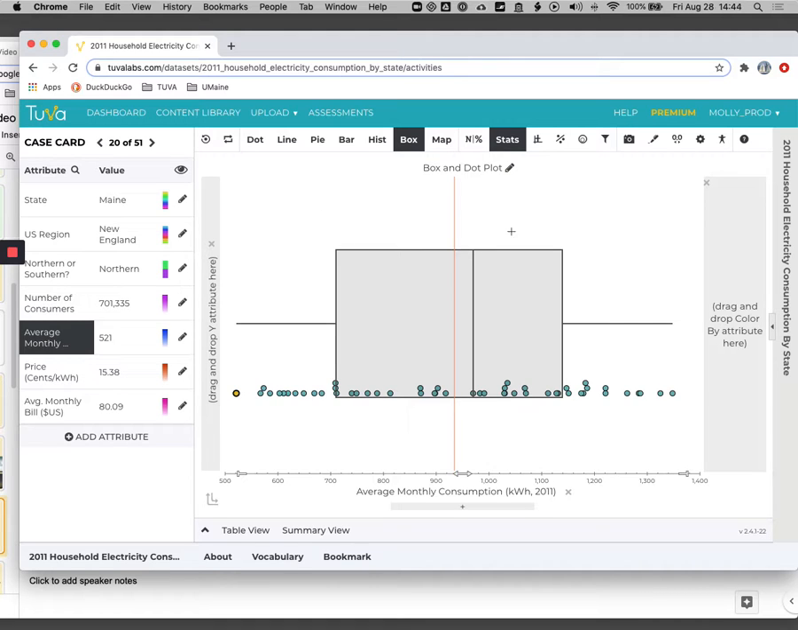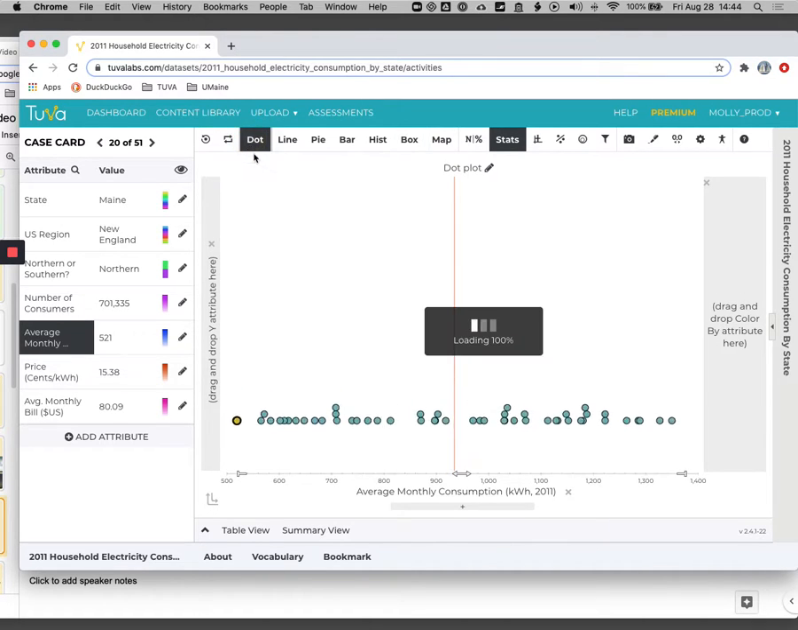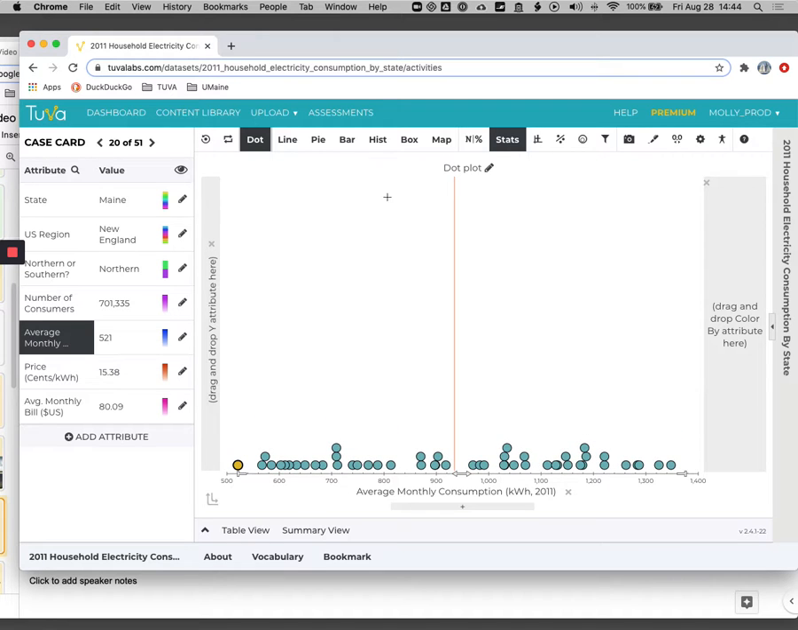So the wider the box, the more spread out the points are. If the points were clumped right around the median, this box would be very narrow. So far, I don't yet have a sense of why electricity use is so variable among the states. I'm going to go back to the dot plot for a minute. And I don't see any strong clumping here that gives me any clues.